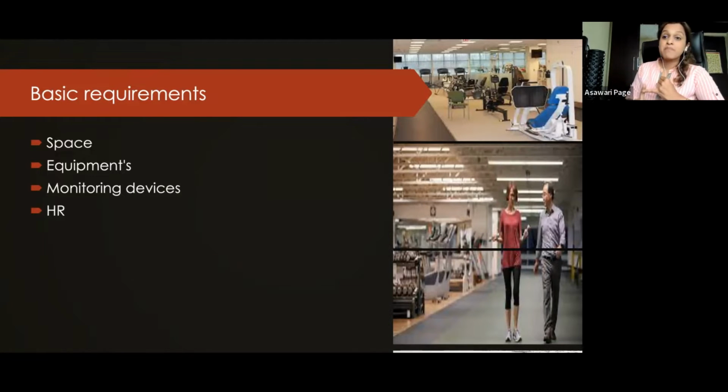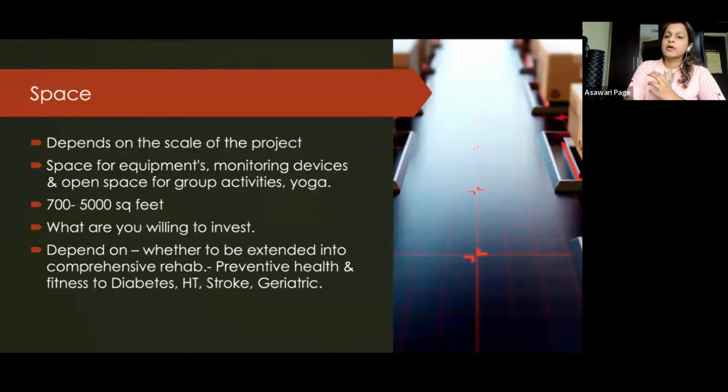So it's the space, the equipments, the monitoring devices, and the HR cost. When we talk about space, it basically depends on the scale of the project, right? It is what you are willing to invest. So when we look at the space for equipments, the monitoring devices, the group activities or yoga sessions if you want to conduct, the space has to be such that you can accommodate at least one equipment and a little open area for movement and group activities. That's the ideal space that you would have.